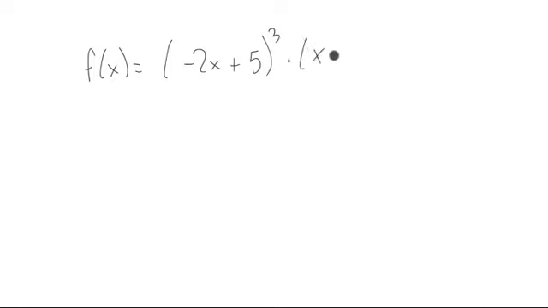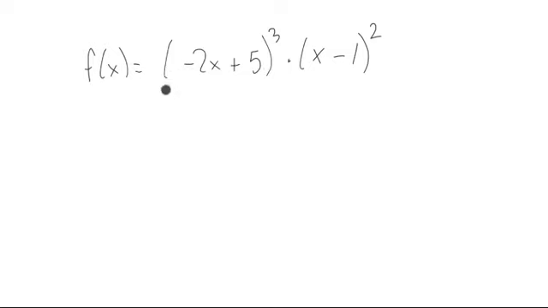Powell. Let's take a look at an example of graphing a polynomial. Suppose that we have f of x equals (negative 2x plus 5) cubed times (x minus 1) squared. Okay, suppose we have something like this. All right, well, what's the leading term?